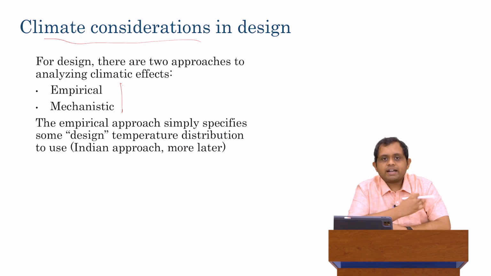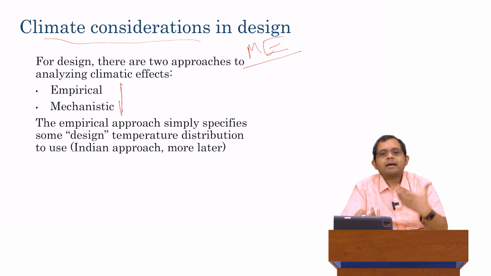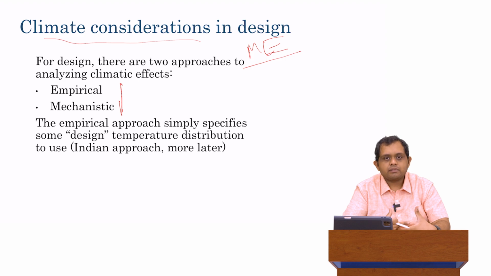So to do that, there are two philosophies which we can use, the empirical philosophy and the mechanistic philosophy. Now, please don't get confused here. We are still talking about mechanistic empirical design. Within mechanistic empirical design, some aspects of our design can be mechanistic, some aspects can be empirical. One aspect of design, which is the topic of today's lecture, is the consideration of climate and climate effects.